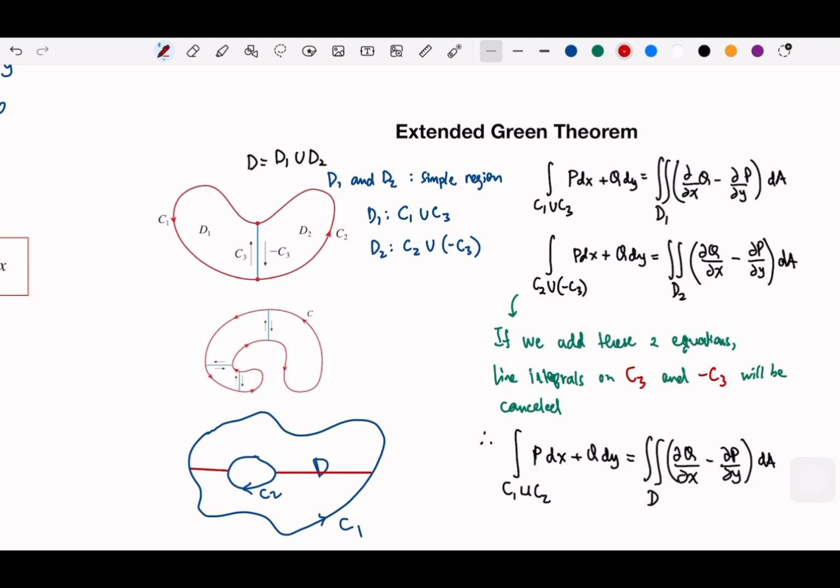Okay, I think we can go through an example of how we could solve a region that is not simple, but that we can make simple.